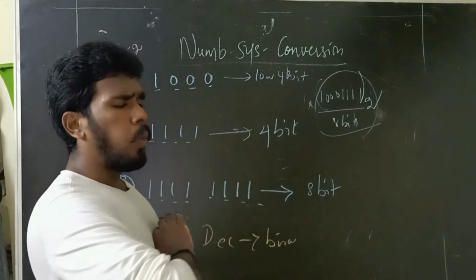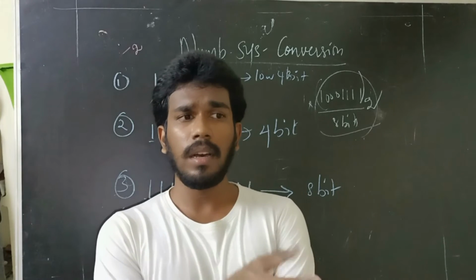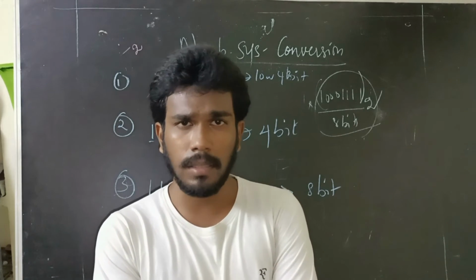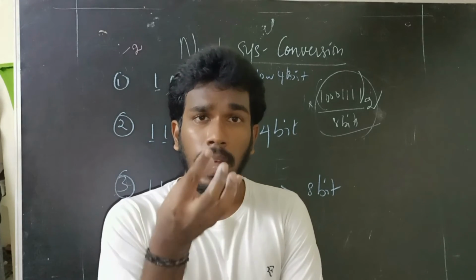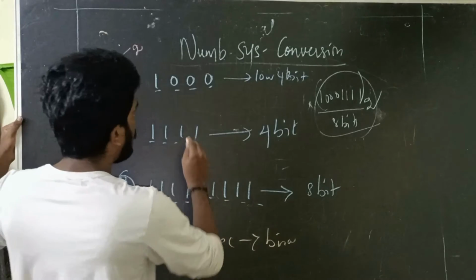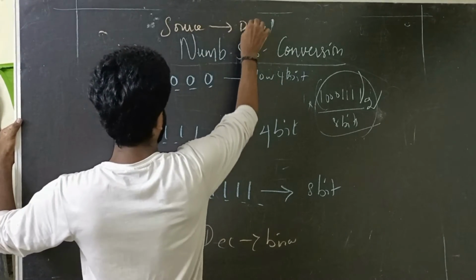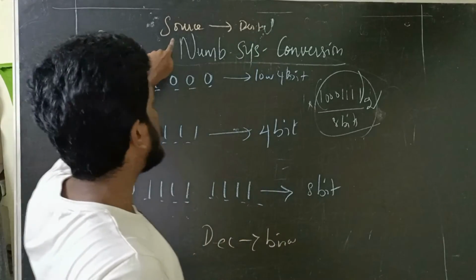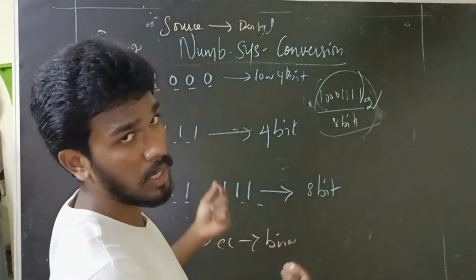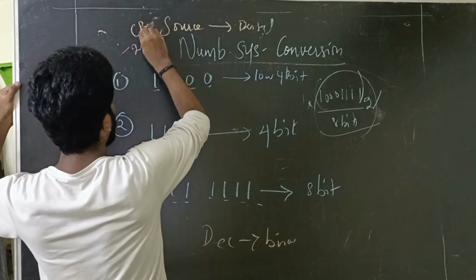So whatever the naming convention is, when we convert a number from one number system to another, you will be making use of that particular number's base. For example, from source to destination. Source is the number system you are converting from, and destination is the number system you are converting to. This source number system's base should be taken.